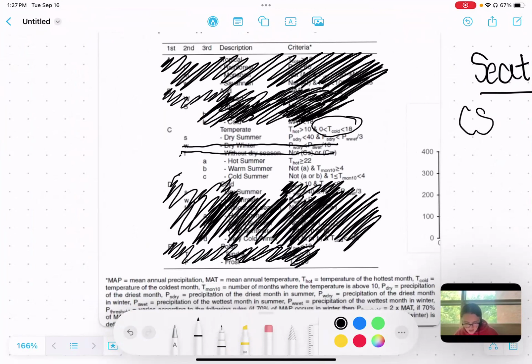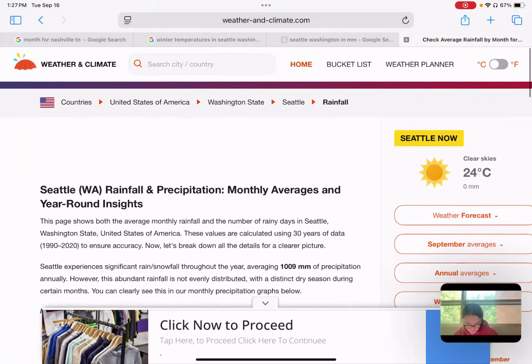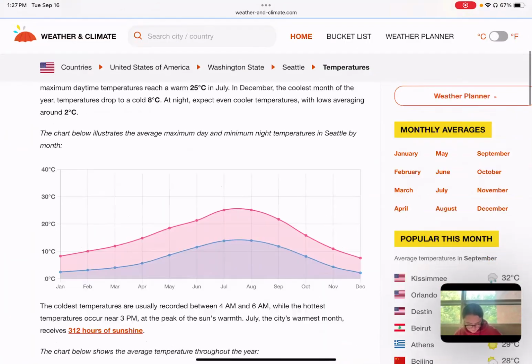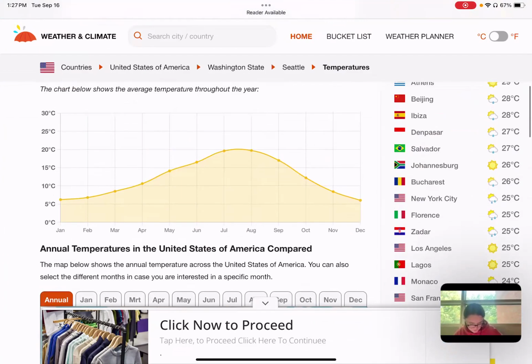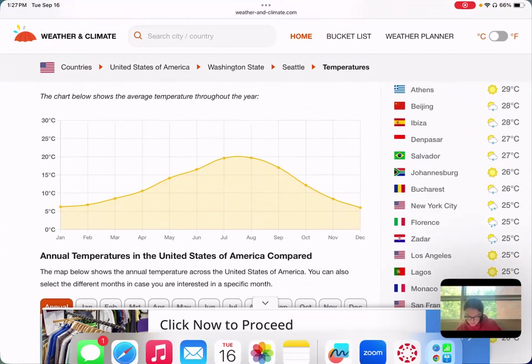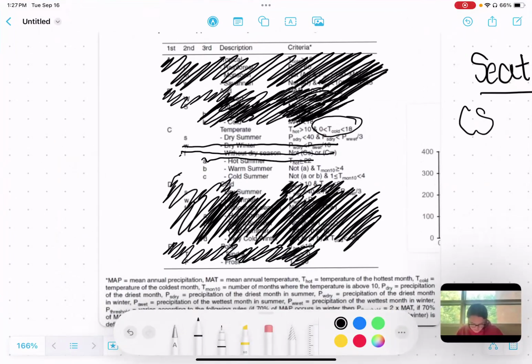And then is it a hot summer, warm summer, or cold summer? So if it's a hot summer, we are looking for temperatures greater than 22. So let's flip back to our handy dandy thing over here. Okay, so we're looking for summer greater than 22. We don't see anything greater than 20. So we can get rid of that. So it's not A. And then is it a warm summer?